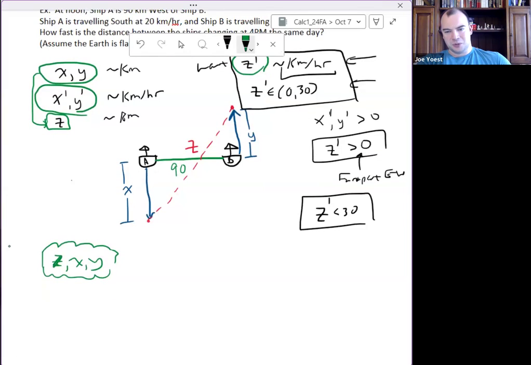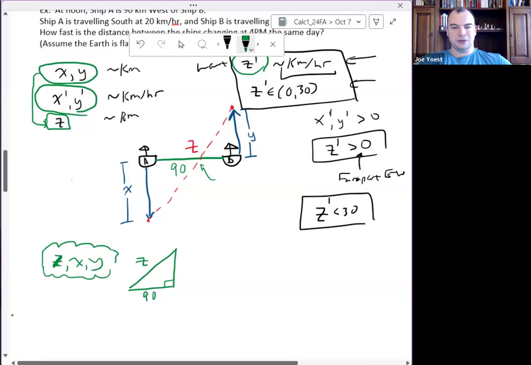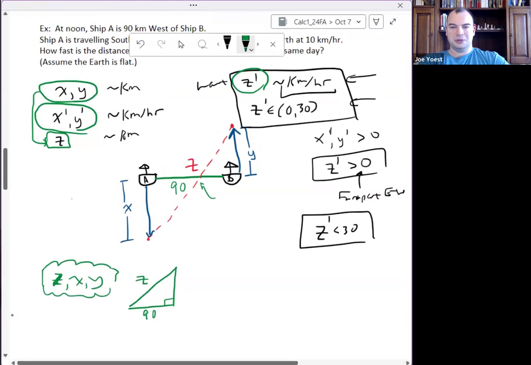We've got to be careful here as well. I mean, z is a hypotenuse. We have a right triangle here. The width of the right triangle, the base of it, is 90. That's our east-west direction, that the boats are 90 kilometers apart east-west. And north-south, their distance apart is actually x plus y.